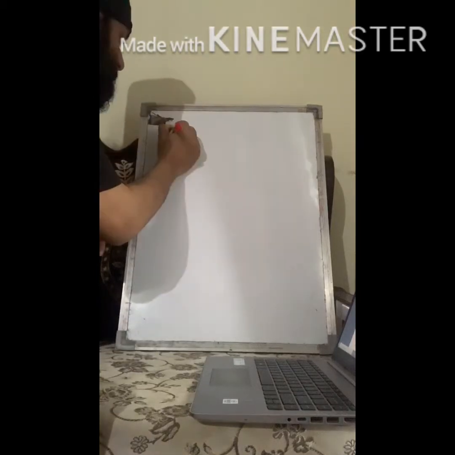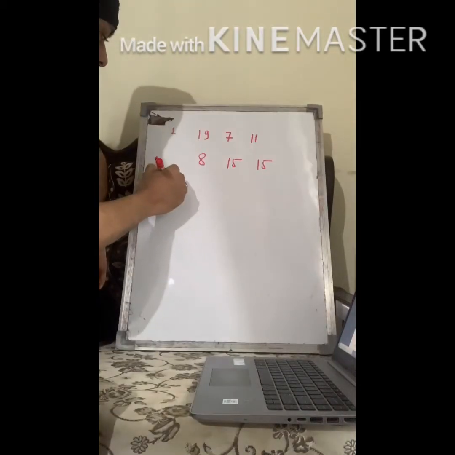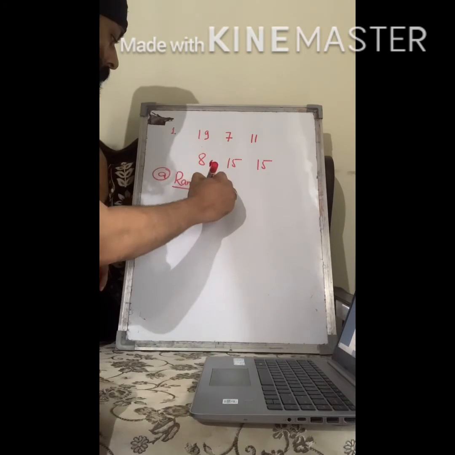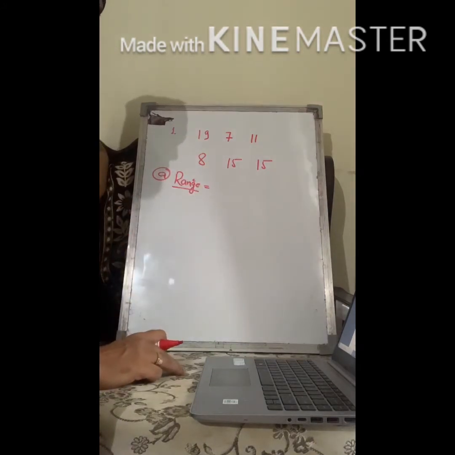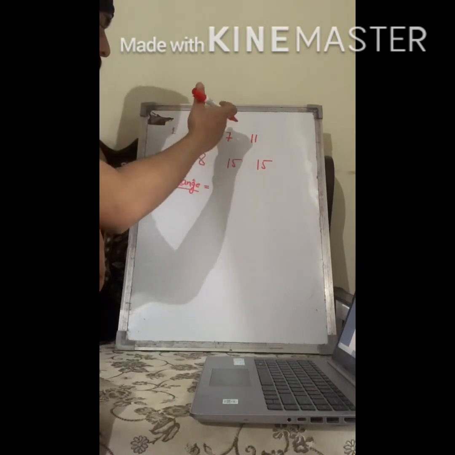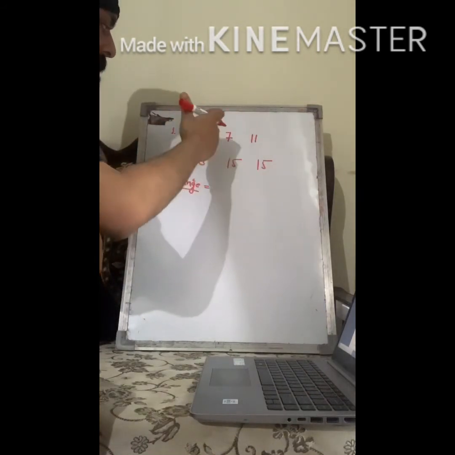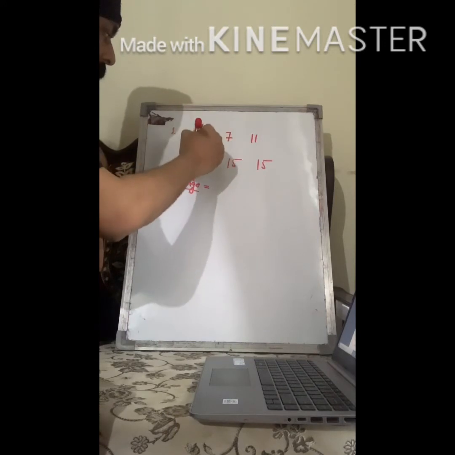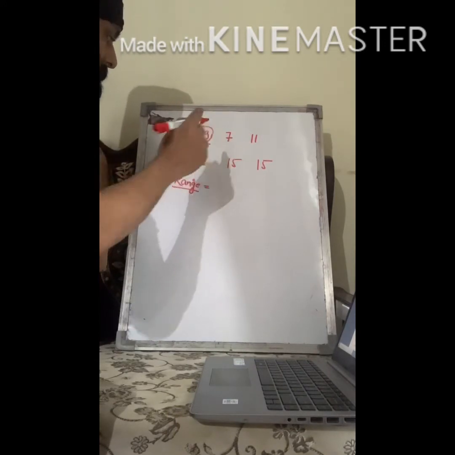The first question is, what is the range? Range is the difference between the largest number and the smallest number. We assume that 19 is the largest number, and then one by one we go to the subsequent numbers. We don't see any number that is more than 19. So the largest number is 19.